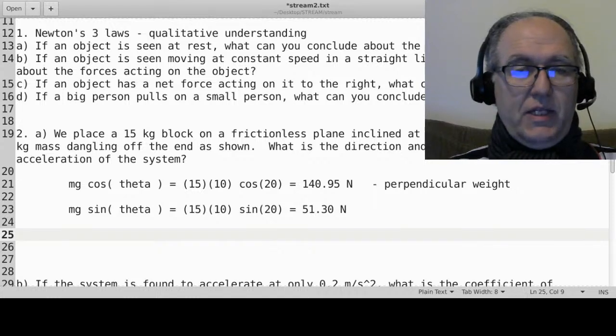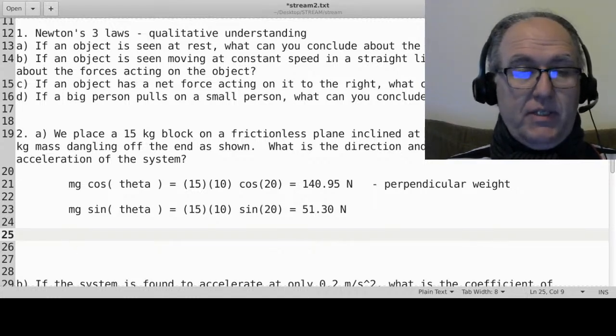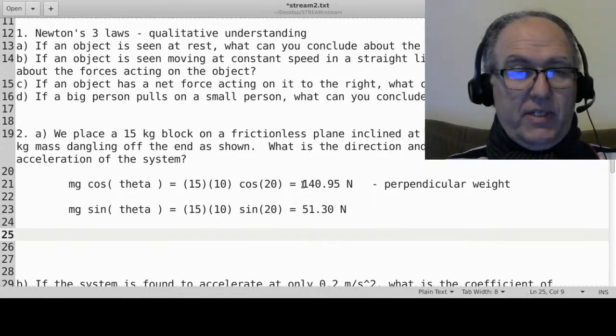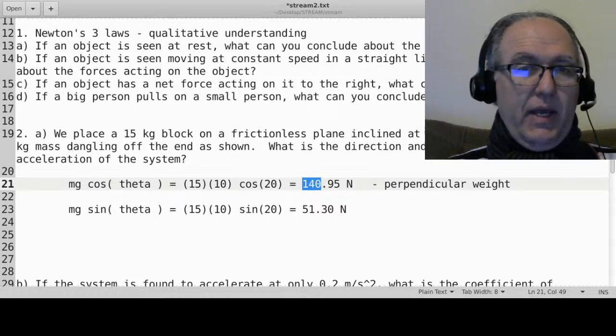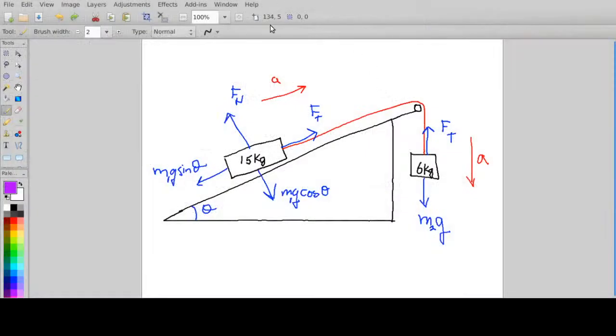If we want, we can at this point start switching back and writing numbers into the diagram, okay? So let's just remember it's like 141 and 51. So over here, this one, let me put the numbers in red. This one was 141 newtons, okay? And this one was 51 newtons like this.